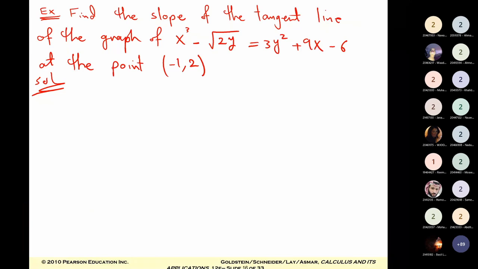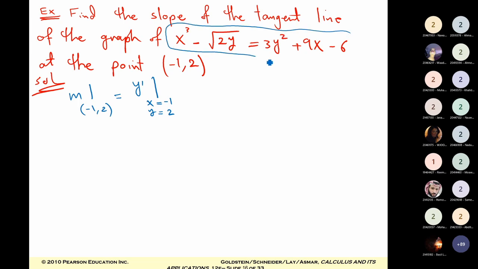So we need to find y prime. After that, substitute x equal -1 and y equal 2. So this means the slope at -1, 2. This means y prime. And after that, we need to substitute x equal -1 and y equal 2. Now, what's the derivative of the, this is the relation, okay.